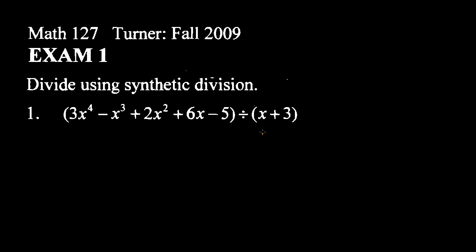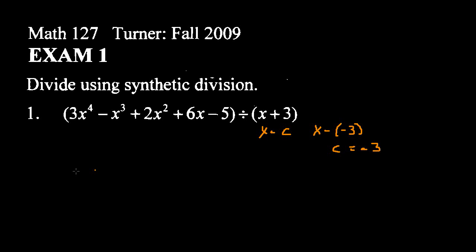Okay, the next thing is that the divisor should be in the form x minus c. Is it in x minus c form? No, it has a plus sign, not a minus sign. Is there a way to write it so that it will be in x minus c form? Yes, I could write it as x minus a negative 3, and then it's in the x minus c form, and the c part would then be equal to negative 3.